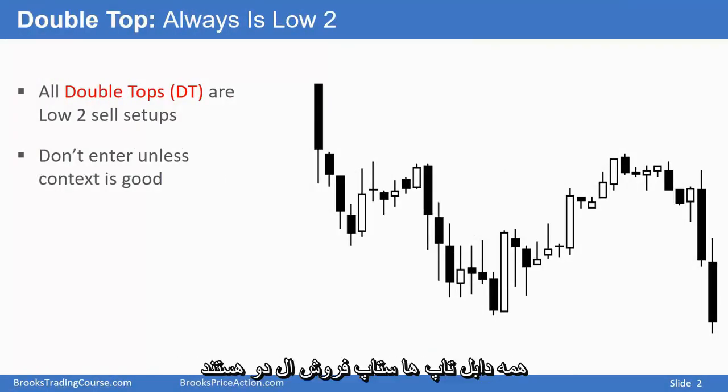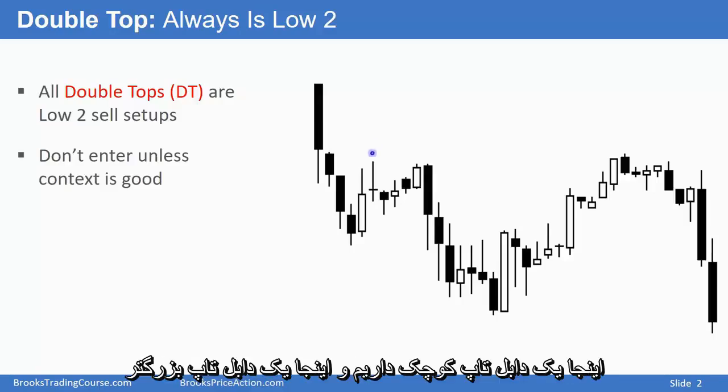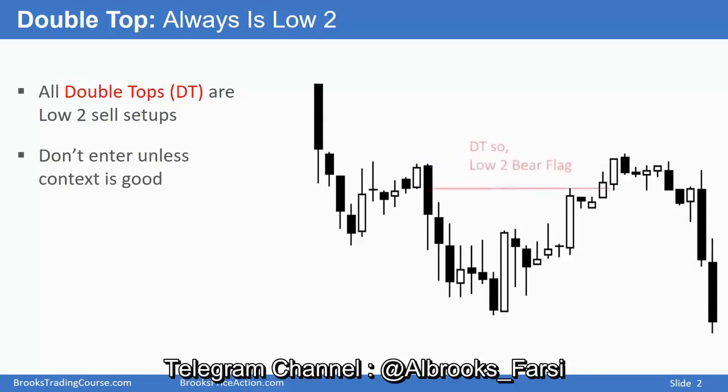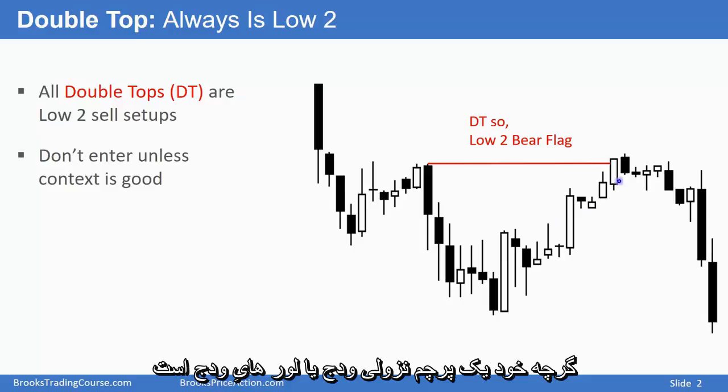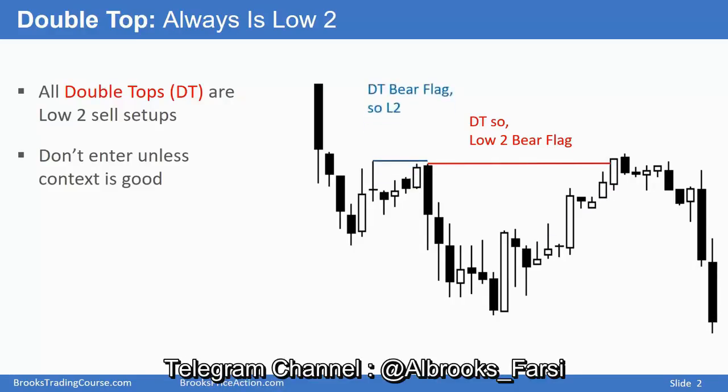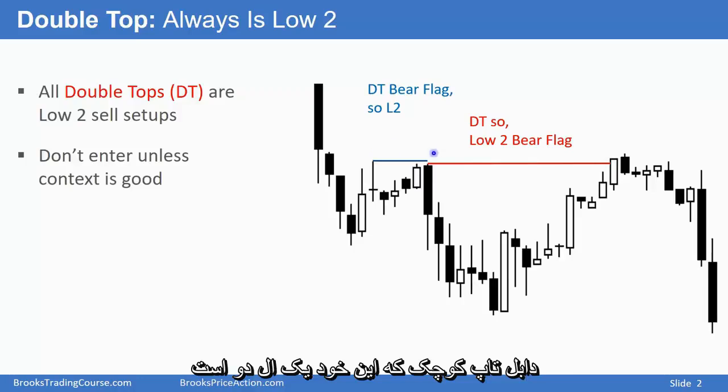All double tops are low 2 sell setups, but don't sell unless the context makes sense. Here we have a small double top. Here we have a bigger double top. Double top, so this is a large low 2 sell, even though it's subdivided, and it's also a wedge bear flag or a wedge lower high. Small double top, so it's a low 2, low 1, low 2.